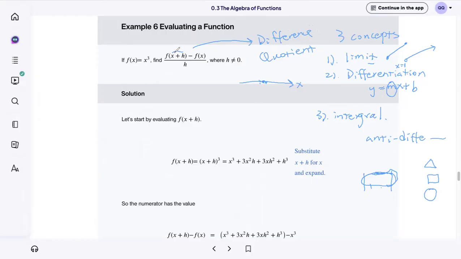So basically, the f of x plus h minus f of x, right? The difference of the y value. What is h? H comes from x plus h minus x, right? X minus x becomes 0 plus h. So that's how this h comes from.